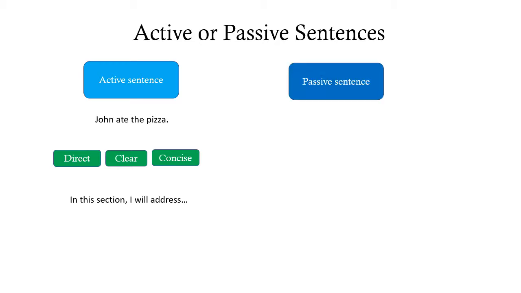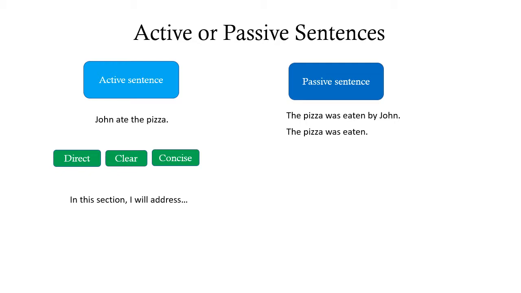A passive sentence puts the object first. It looks like this. The pizza was eaten by John. Here we have the object, the pizza, followed by the verb, was eaten, and finally the subject, by John. In a passive sentence, you don't even need to put the subject for it to make sense. For example, the pizza was eaten.